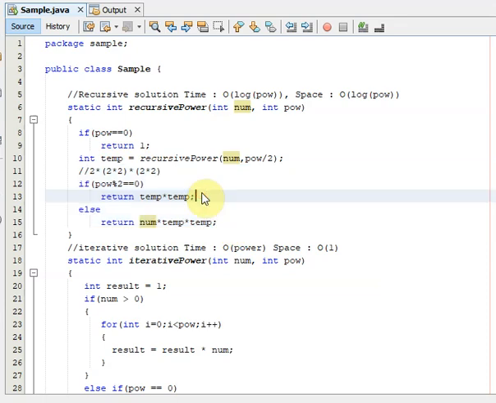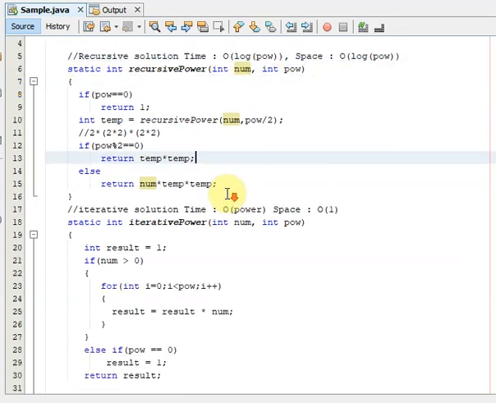So that is the recursive way of doing this, and the time complexity of this would be big O of log exponent. So log power, and the space complexity would also be the same, because the recursion tree depth would be this value. That is the recursive way of doing it.